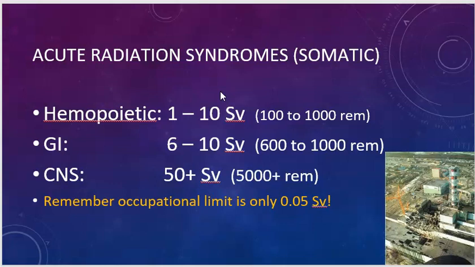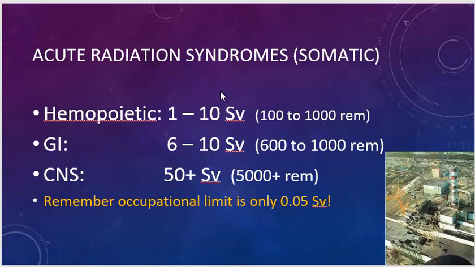That's a lot of exposure. GI, where you're going to have nausea, vomiting, diarrhea, this can occur between 6 and 10 sieverts. And it can be really bad. It can be bloody diarrhea. It can actually be sloughing off of the inside lining of the GI tract. And that can kill somebody, actually, just through dehydration, if nothing else.